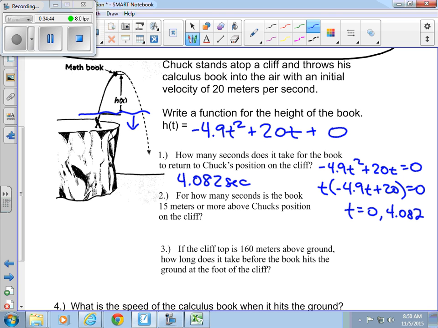How do we do that? Okay, set it equal to 15. How would that be helpful? I want to know, really what I'm trying to solve is when is it greater than or equal to 15? When is the position greater than or equal to 15?